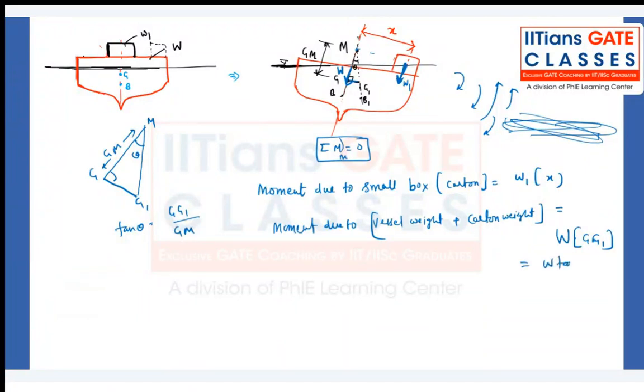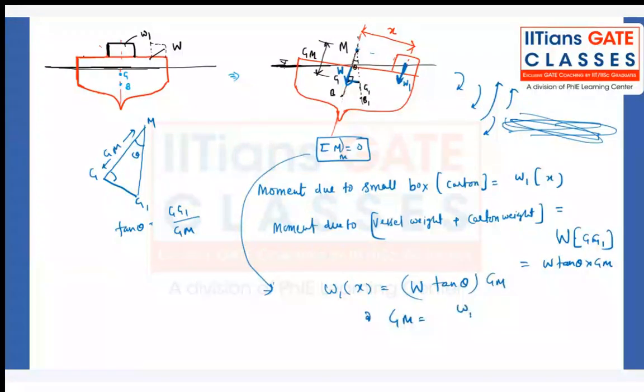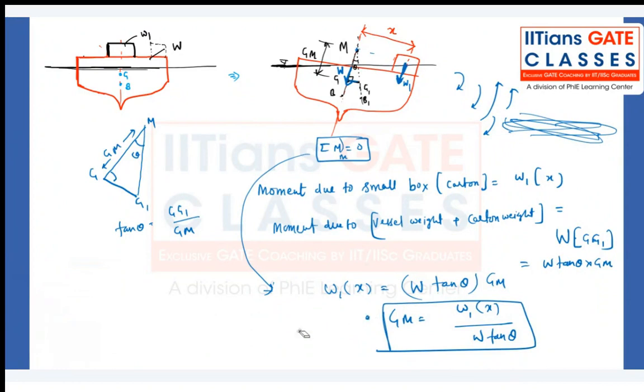So what can we write? W into tan theta. At this static equilibrium condition, both these moments should cancel each other. So we can write W1 into x is equal to W into tan theta into GM. So GM can be written as W1 into x divided by W tan theta. Make a note of it.